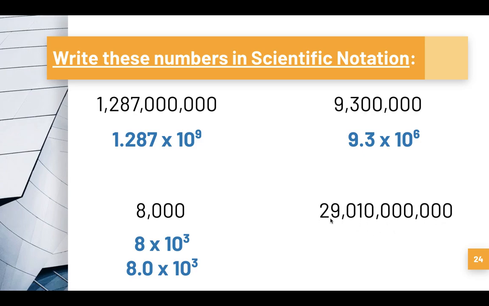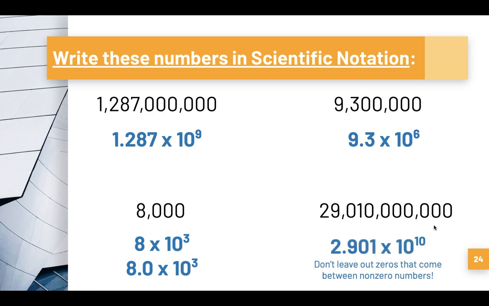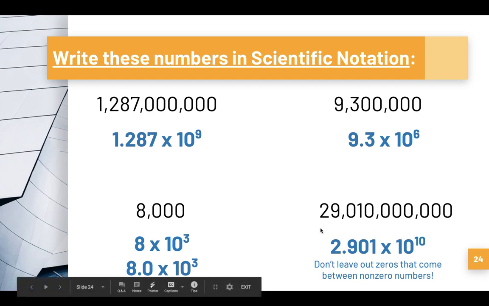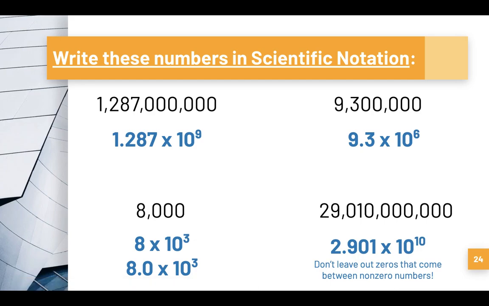So our decimal is going to fall between the 2 and the 9, so it's 2.901. So I'm going to count how many place values. We went 3, 6, 9, and one more is 10. So don't leave out zeros that come between non-zero numbers. We didn't leave out this 0 because there's a 1 after it. But notice anything after that were all zeros, so I drop those off. I don't include those. If you're getting hung up on these, please contact your teacher for more help.